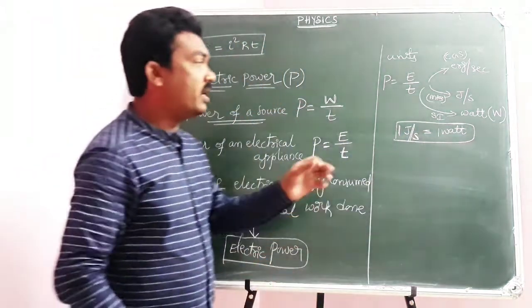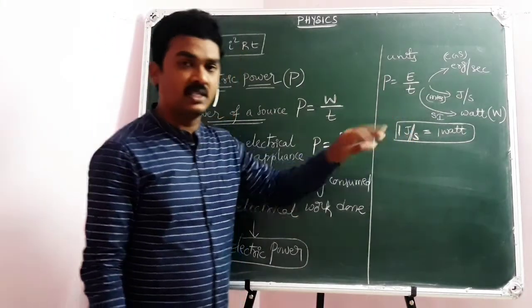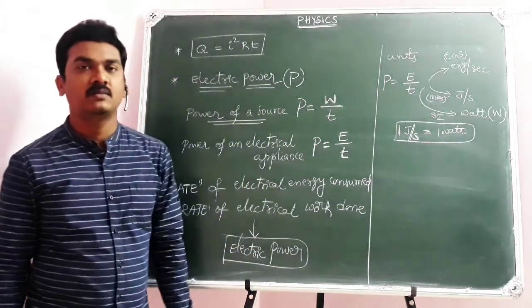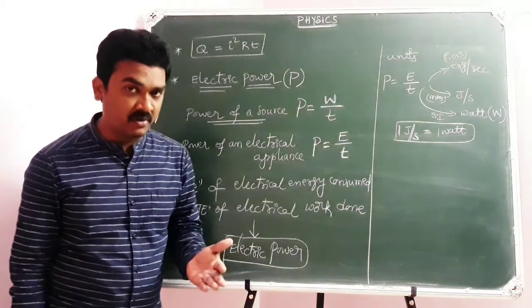It means if an electrical appliance is able to consume 1 joule of electrical energy in 1 second, then we can say its power is 1 watt. Hope you got my point. How can you define 1 watt power?